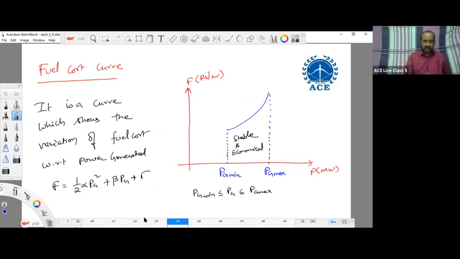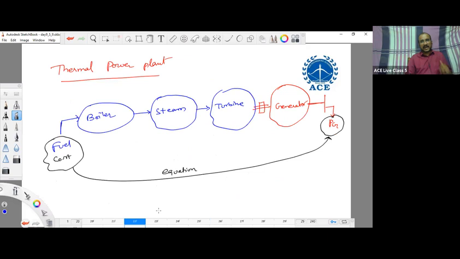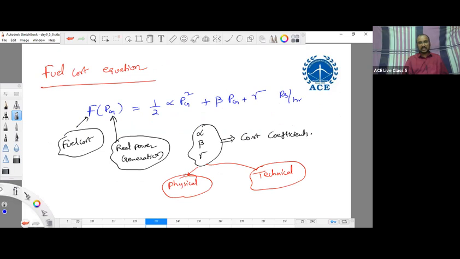So in case of a thermal plant, the fuel input is given to the boiler. Boiler output is steam that is given to the turbine. Turbine and generator rotor are mechanically coupled. Output is real power generation. Now we need to build the equation between the fuel cost and real power generation. The fuel cost equation is an empirical relation. There is no derivation for this empirical equation.